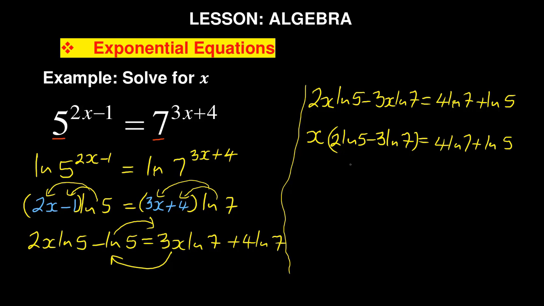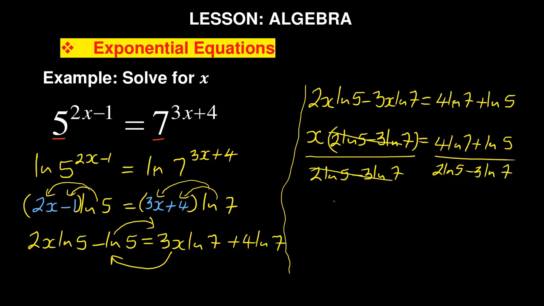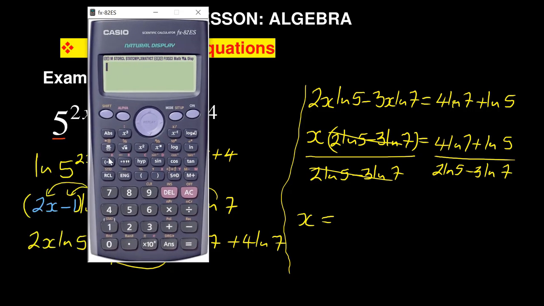And then remember, you're simplifying, you're solving for x. You can divide by your 2 ln 5 minus 3 ln 7. Again, your 2 ln 5 minus 3 ln 7. And then when you do that to cancel, you are going to have x is equal to, and in this case definitely you need your calculator, to say this is 4 ln 7 plus ln 5.